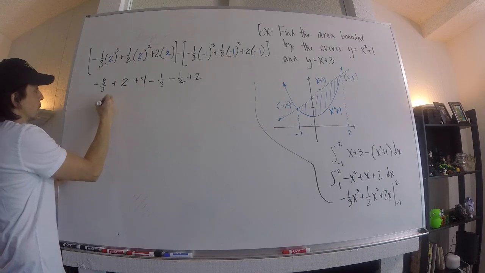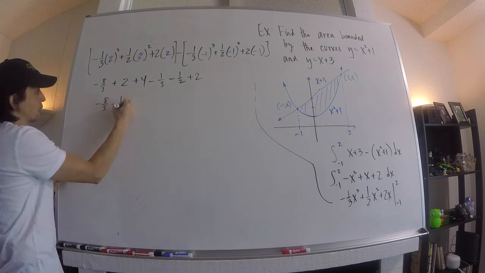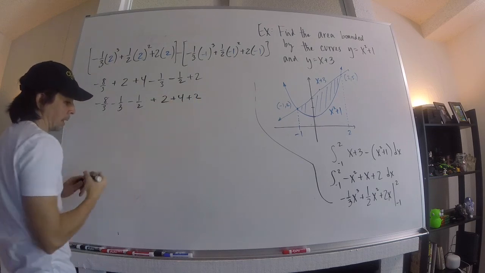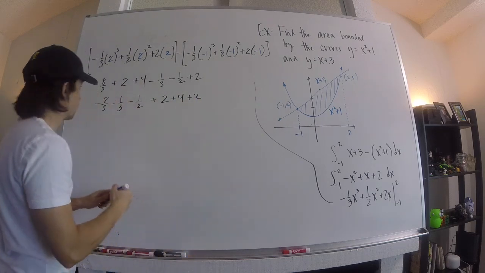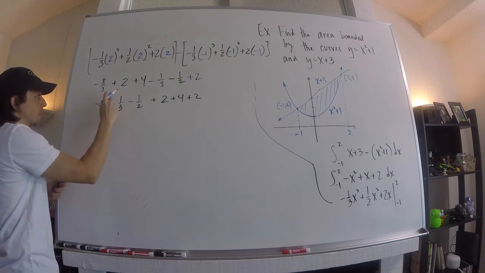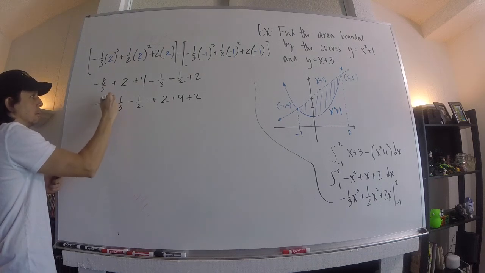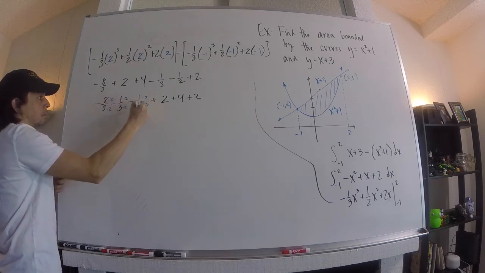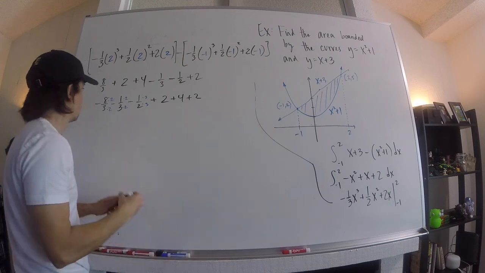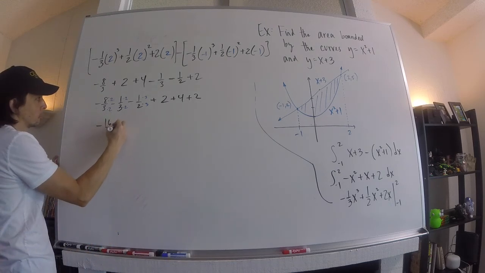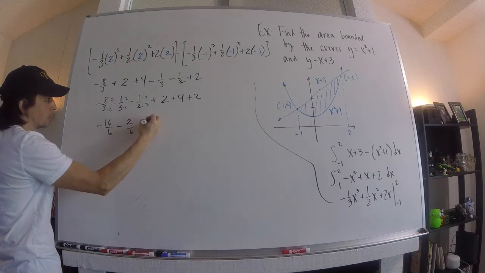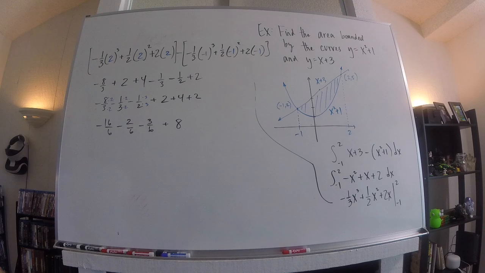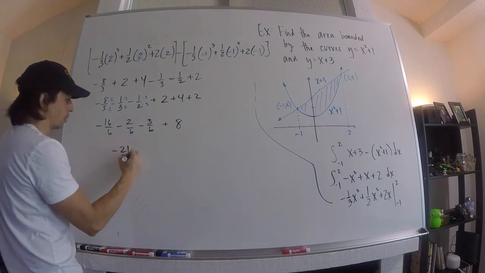All right, let me see what I got. I'll do my fractions, I'll do my whole numbers, and then I'll combine them afterwards. The fractions over here, I need a common denominator of 6. Negative 16/6 minus 2/6 minus 3/6 plus 8. Negative 21/6.